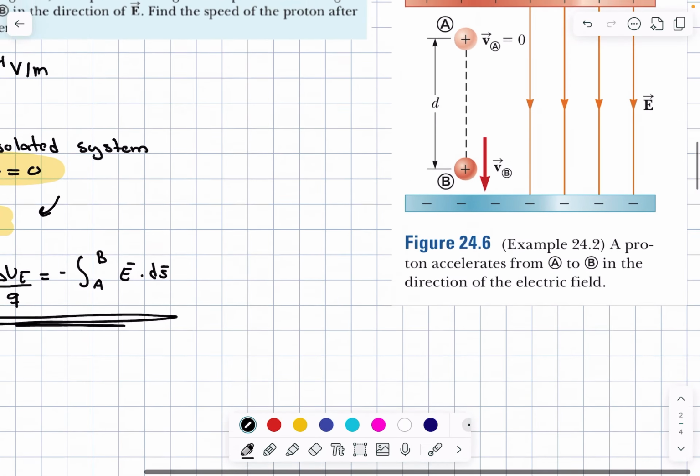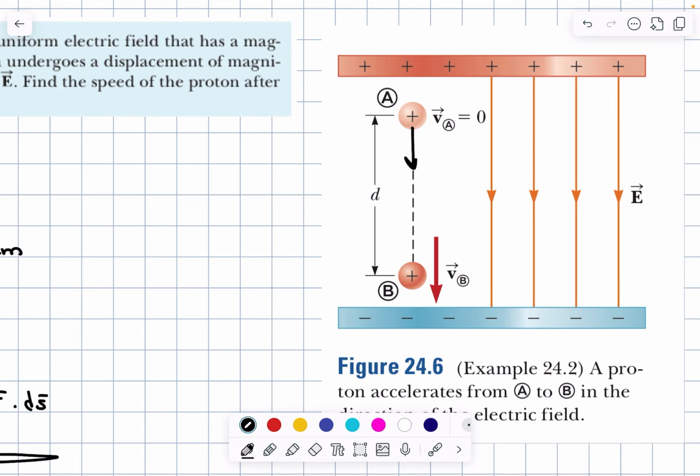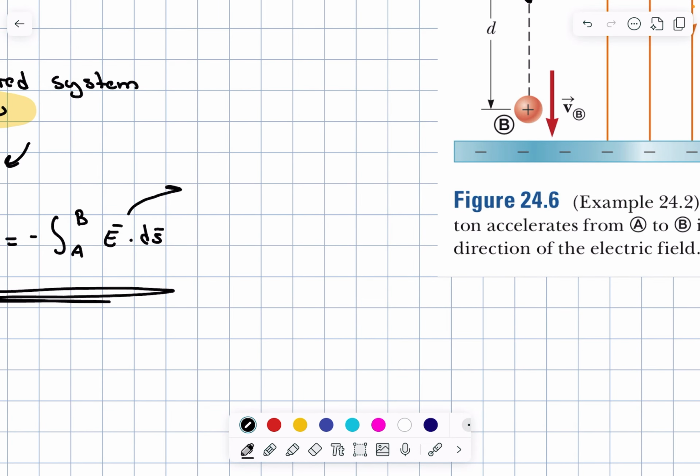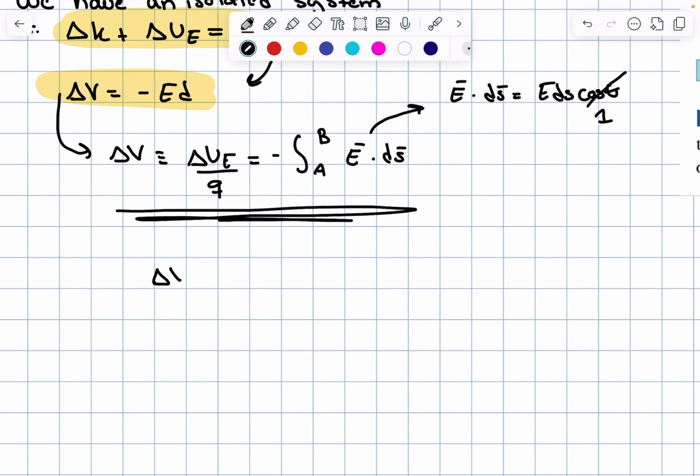Now here, if we look at where our proton's going, ds is this way, and it's in the same direction as E. So this is a dot product here. We have E dot ds is equal to E ds cos theta. They're in the same direction, so cos theta is equal to 1. That means delta V is equal to negative integral from A to B of E ds.